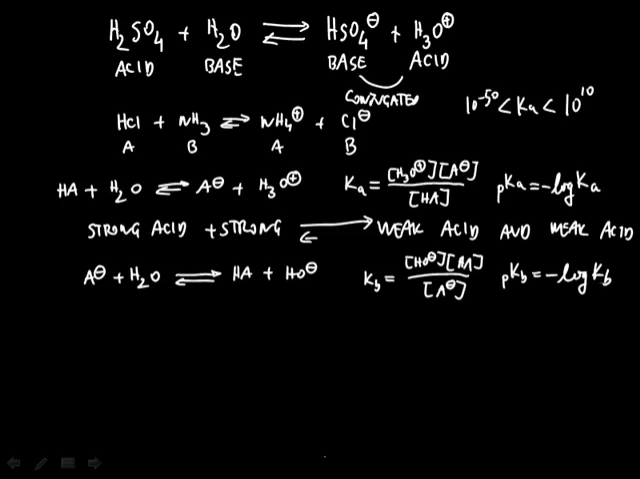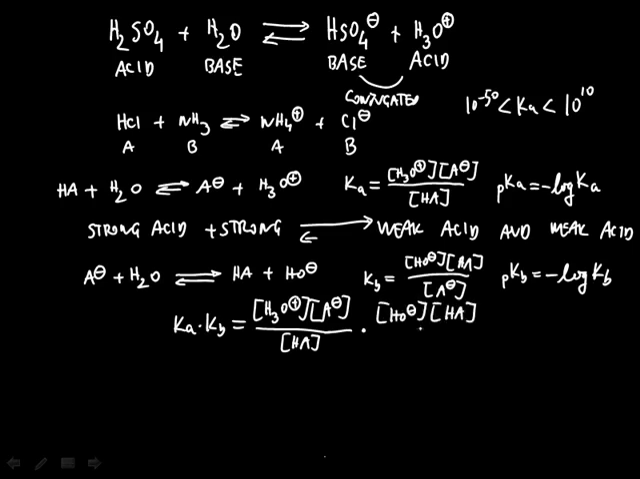Okay? It's interesting to see what is the relationship between acidity of an acid and basicity of its conjugate base. And to look at that, we can multiply Ka and Kb and see what comes out of that. And if you look at Ka, then it's H3O plus times A minus over HA, and all that times HO minus times HA over A minus.